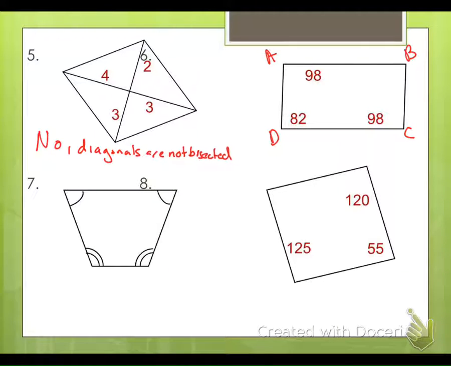Our next one, we want to see if this figure is a parallelogram. You have a couple options, but the easiest one is probably for us to see if these angles are supplementary. So if you add 98 and 82, does that equal 180? It does. And if we pick the other 98 and add it to 82, we see again it's 180. So yes, it is a parallelogram because the consecutive angles are supplementary.